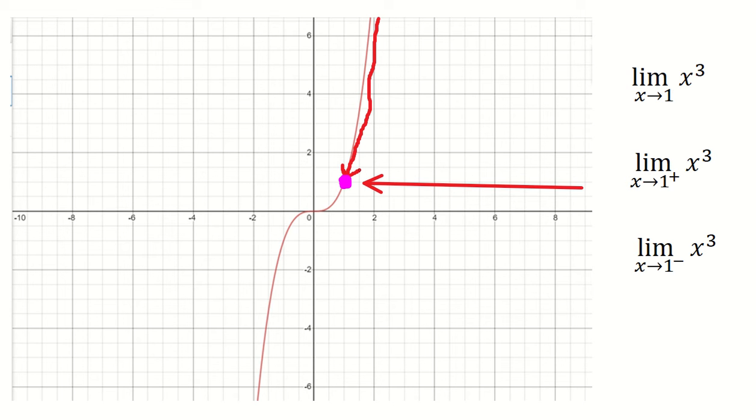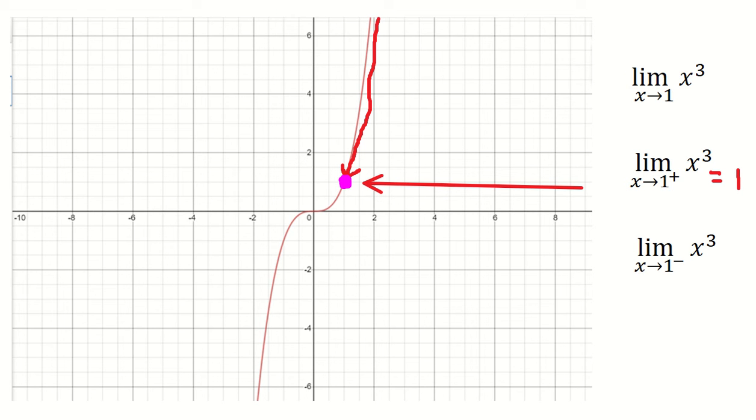So as the x value moves from the right over to the left, what happened to our y value? Our y value went to 1. You can see that at x equals 1, y is equal to 1. So as we move from the right to x equals 1, the y value goes to 1. So you would say that this right here is equal to 1.